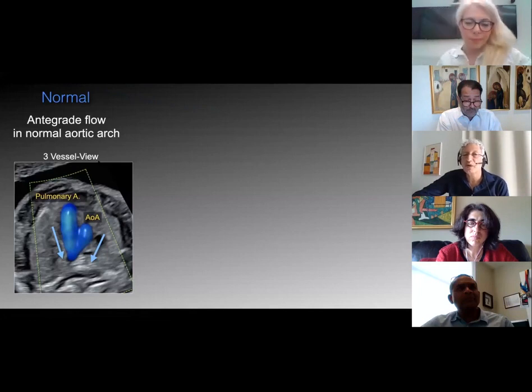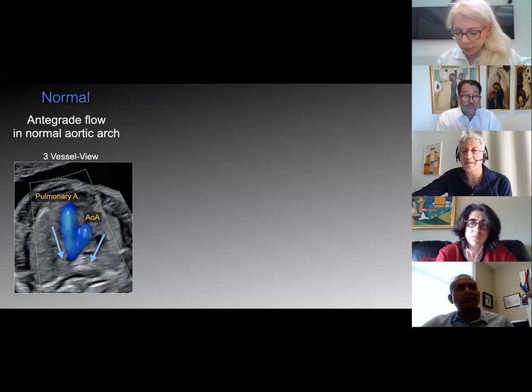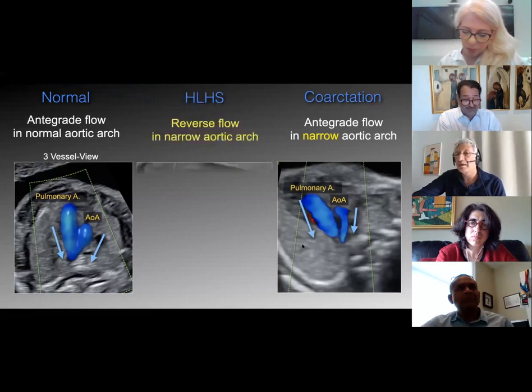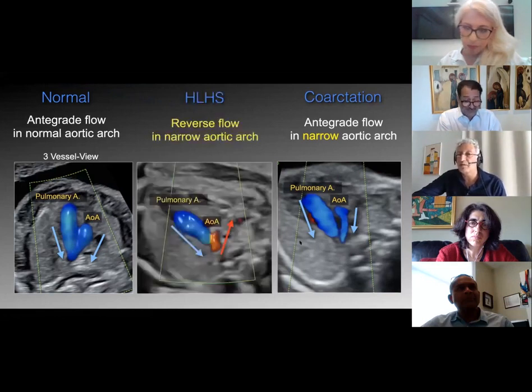And the most important one is probably the three vessel trachea view, where you see the pulmonary artery and the aorta side by side. And in a coarctation, you have a similar image, but with an antegrade flow in a rather narrow aortic arch. While in a hypoplastic left heart syndrome, conversely to these other two, there is an aortic arch which you can almost not see on 2D, and you see mainly the reverse flow in this setting.